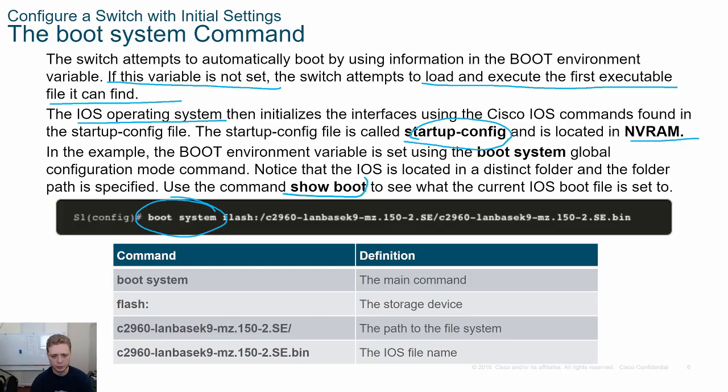So we can use the show boot command to see what the current file is set to. If we don't know, maybe we just got hired in a new organization, and we can always change it with this boot system command. Now notice it's in configuration mode, and I almost want to say that is a typo. I thought for some reason it was not in configuration mode. I thought it was in privileged exec mode. We can test this live.